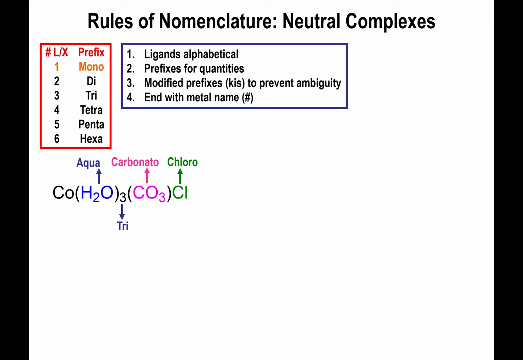All right, now alphabetically speaking, this is only based on the names of the ligands, right? Not on the prefixes, but the names of the ligands. Alphabetically speaking, aqua comes first. Carbonato will have to come second because Ca comes before Ch, so chloro will be the last one. So naming this thing, we will start by saying triaqua, carbonato, chloro, in that order. And yes, this is actually all one word, so it might look kind of funky, but you want to keep it like that.